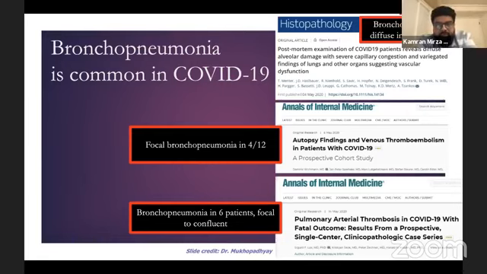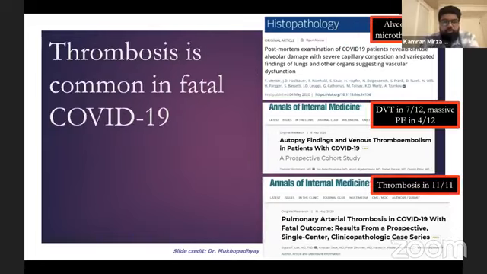The autopsy findings in the lungs talk about three major things: diffuse alveolar damage, pulmonary congestion. You can also think of thrombi, and also focal bronchopneumonia. So here's the last feature, the thrombosis that is common specifically in fatal COVID-19 infection.